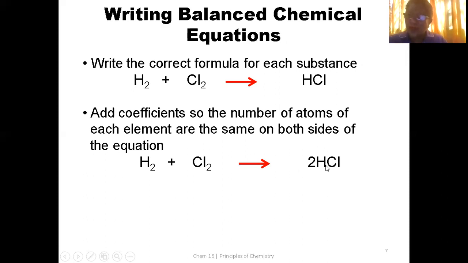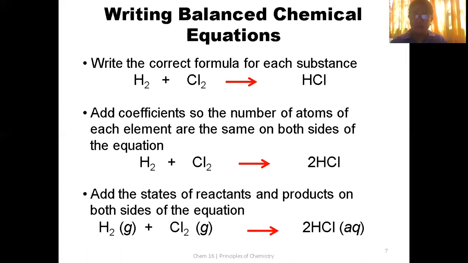That is 2 times 1 for hydrogen, there are 2 atoms of hydrogen. 2 times 1 for chlorine, there are 2 atoms of chlorine. That is what is meant by that. So add the state, but in most cases we're not so strict with the state. The state is whether it is solid or liquid. Hydrogen is in the form of gas, chlorine is in the form of gas, and HCl, hydrogen chloride, is in the form of aqueous. But in most cases we are not that strict, because not all of us know the state of the reactant or the product. So the equation now is balanced. This is how to balance a chemical equation.